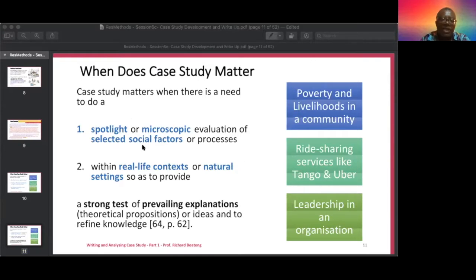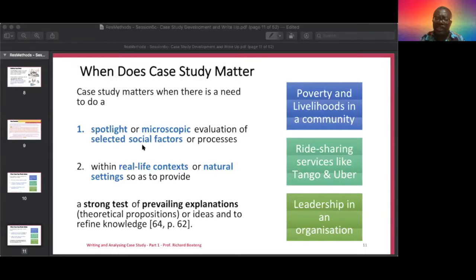Or in that particular phenomenon you are trying to study, or the microscopic evaluation you want to carry out, is taking place in a real life context or natural settings. Real life context or natural settings. What am I trying to say? The issue that you are trying to study is happening in the real world, and you are trying to study one instance of it or one occurrence of it in the case. Now, when you do that, you are able to provide a test of prevailing explanations or to explore new ideas or refine knowledge. That is the purpose of why you may be carrying out this case.